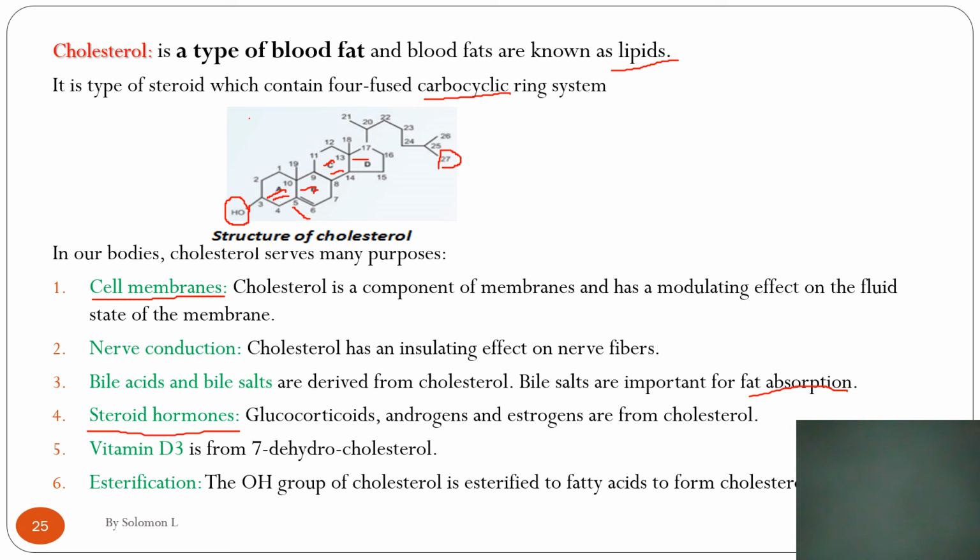Esterification also occurs. The process of esterification can occur with cholesterol because cholesterol has an OH group on its third carbon. Therefore, whenever it reacts with different molecules, an ester bond may be formed. Therefore, this esterification is formed between cholesterol and different molecules.